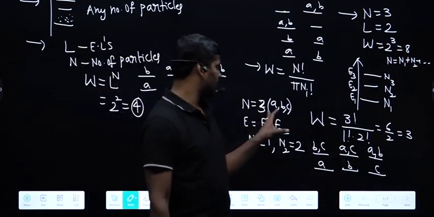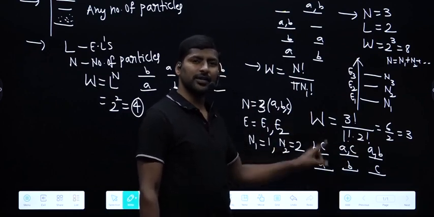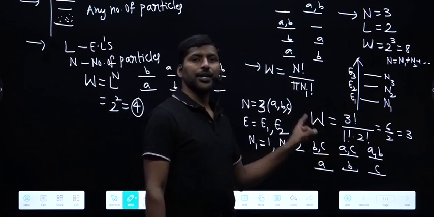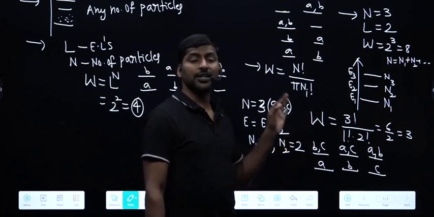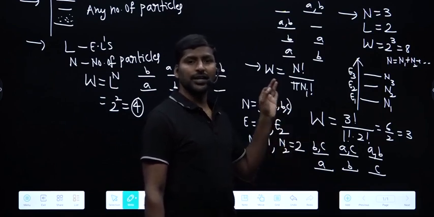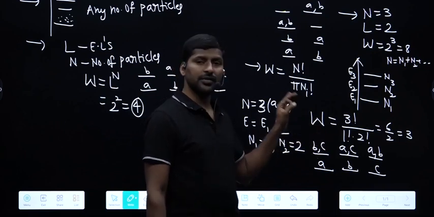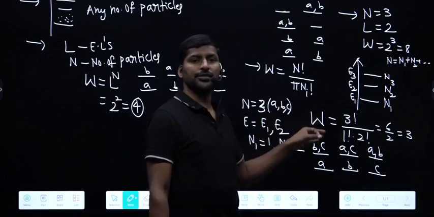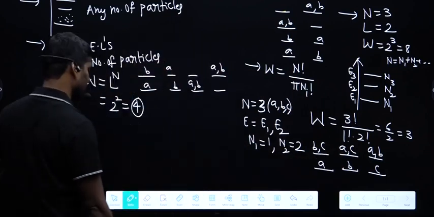We are distributing 3 distinguishable particles in 2 energy levels such that the occupation number of the E1 level is 1 and of the E2 level is 2. Then what is the number of possible arrangements, the number of microstates, the number of ways of arranging the particles? W means the number of ways of arranging the particles, or the number of possible arrangements, or the number of microstates, and that is 3. Like this we can calculate it.